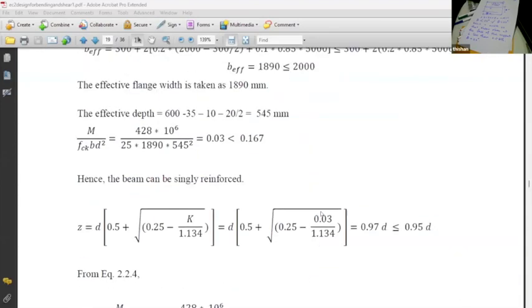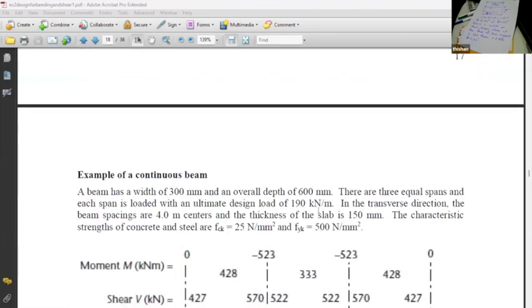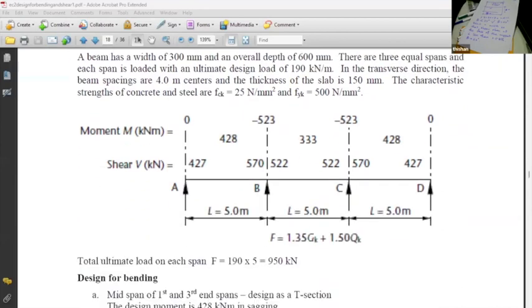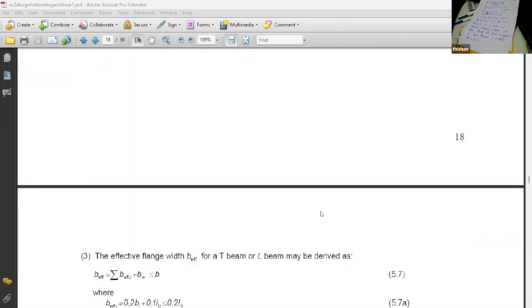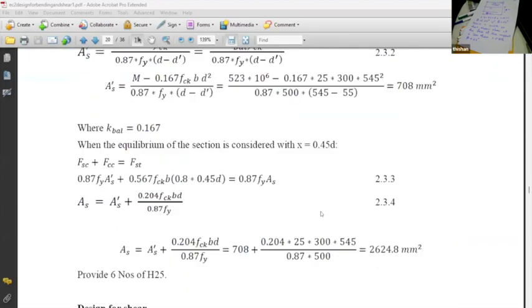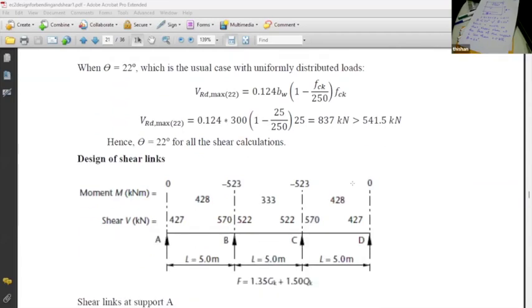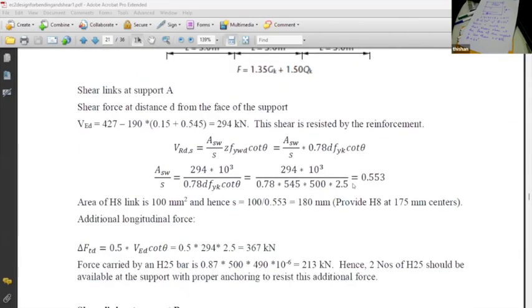So if you go through this example, you can learn a lot. Take your time, go through it, but be aware that there's a small mistake here because I have forgotten to multiply it by d. The equation has d, the effective depth, but I have forgotten to multiply it by d. So just be aware of that. Other than that, it's perfectly done. All the examples, everything is there. But the method that I have taught you is far easier than the method given here.